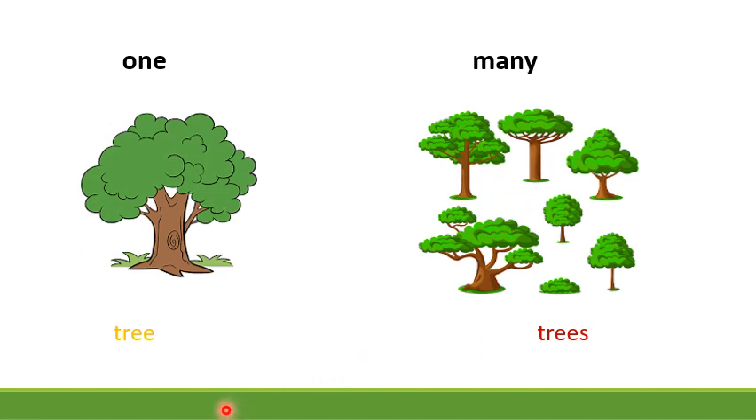Here we are seeing a single tree, and next to this we can see many trees. That means there are many trees. So we are going to write S to the end of the word tree. So it becomes trees. There is one tree, T-R-E-E, tree, and there are many trees, T-R-E-E-S. So one tree and many trees.